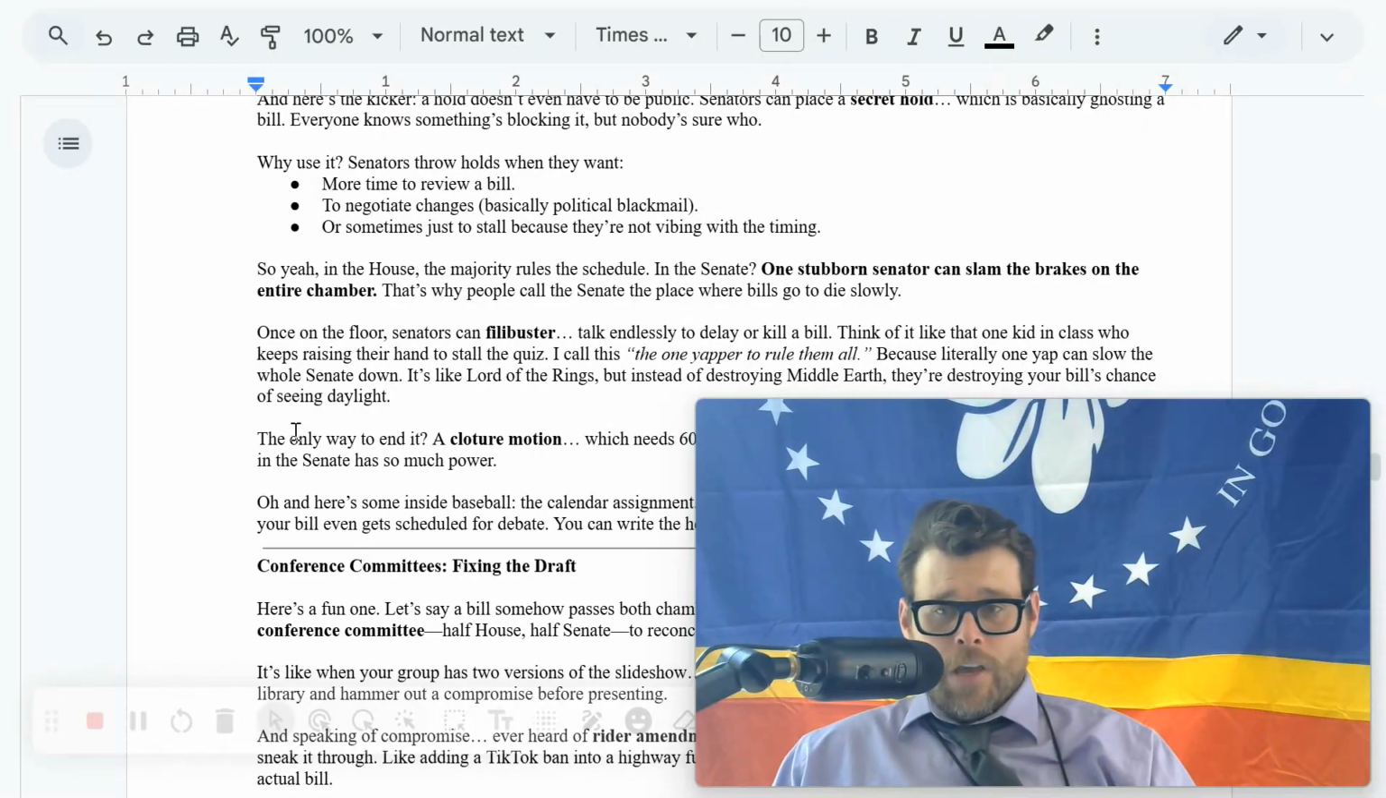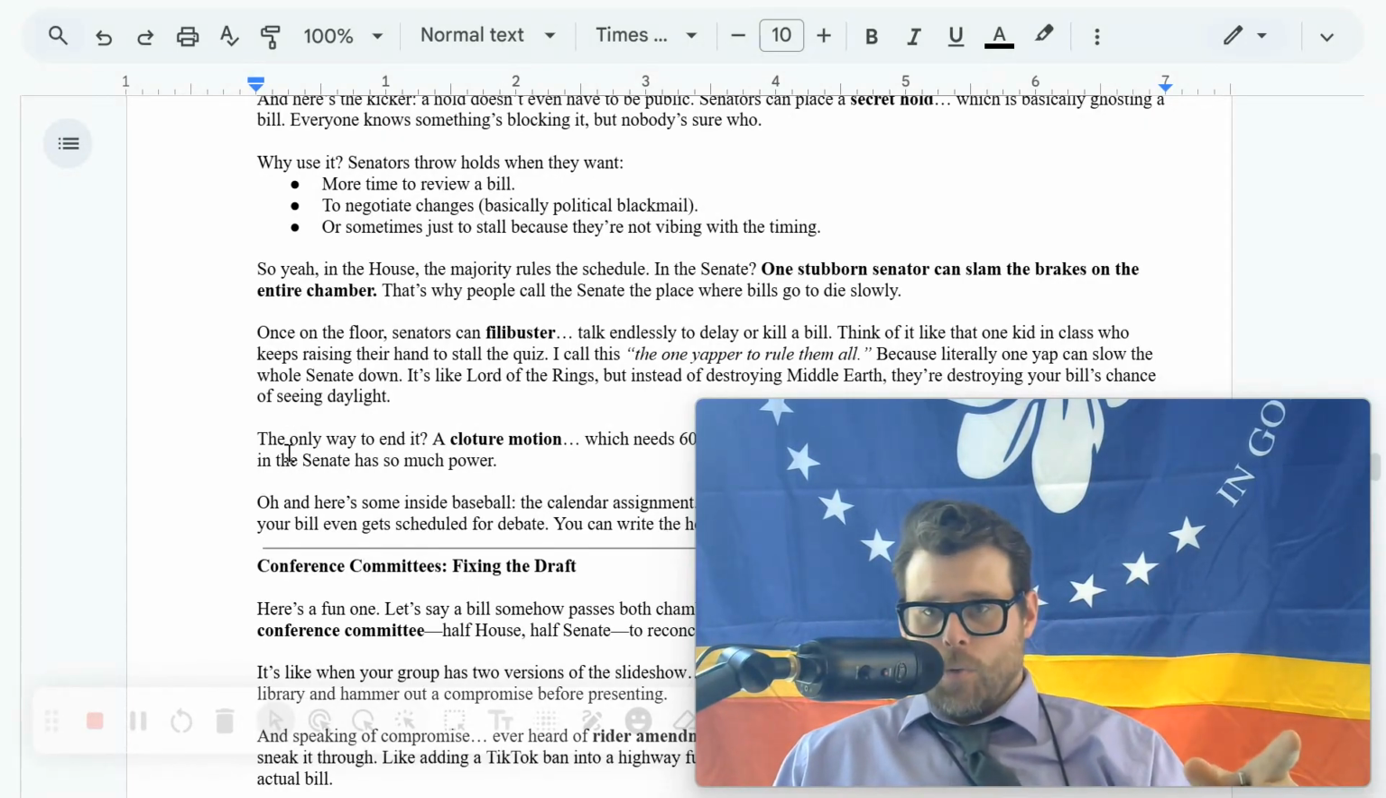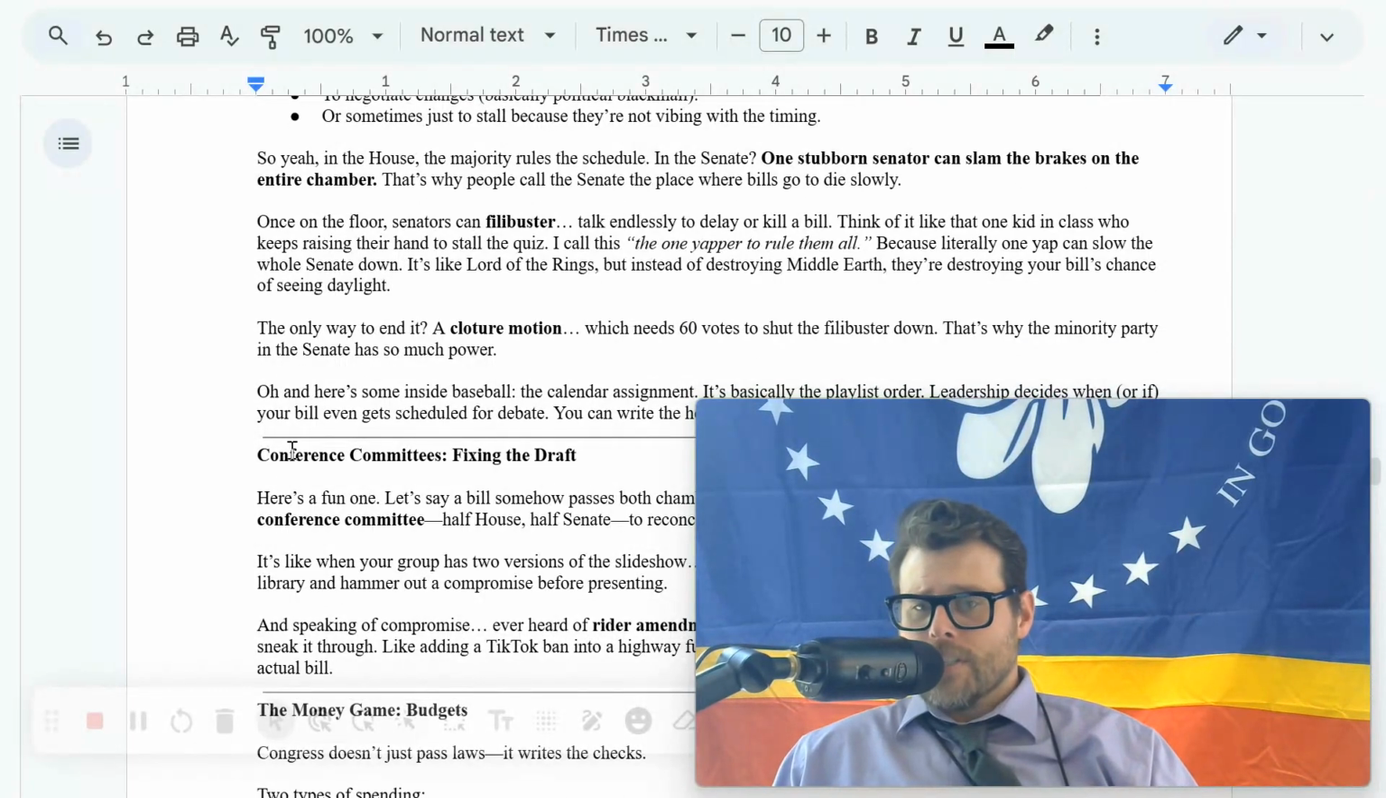The Senate, one stubborn senator, one stubborn yapper, one stubborn holder, right, can slam the brakes on the entire chamber. That's why people call the Senate the place where bills go to die slowly. Once on the floor, senators can filibuster, right? So talk endlessly to delay or kill a bill.